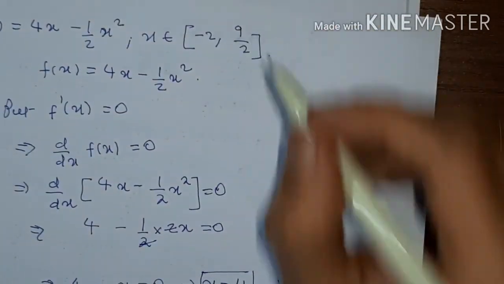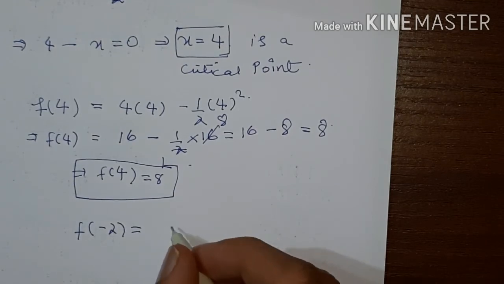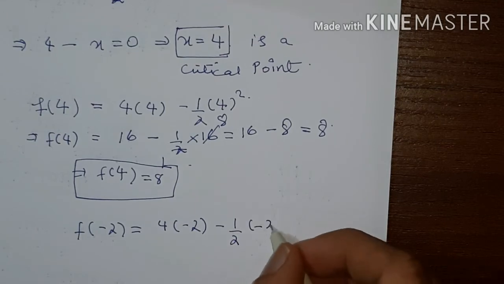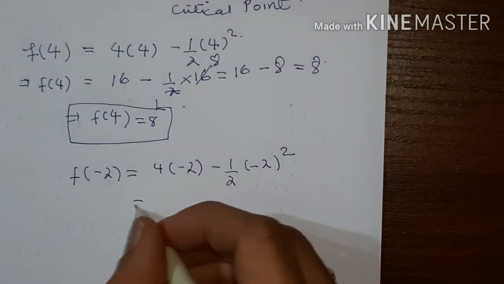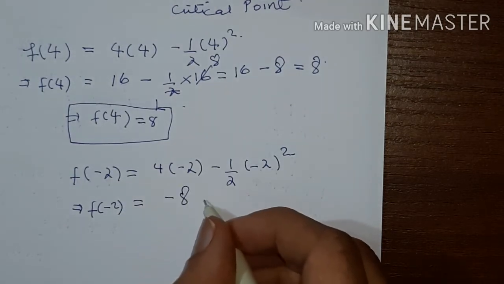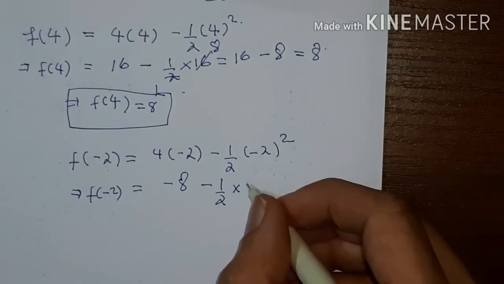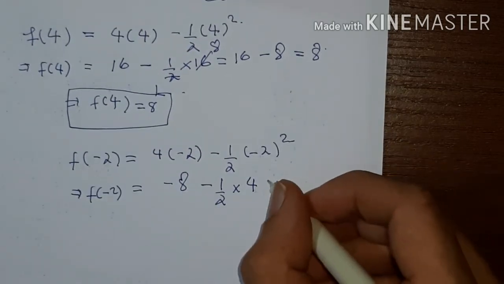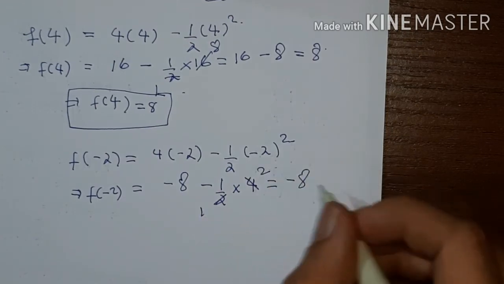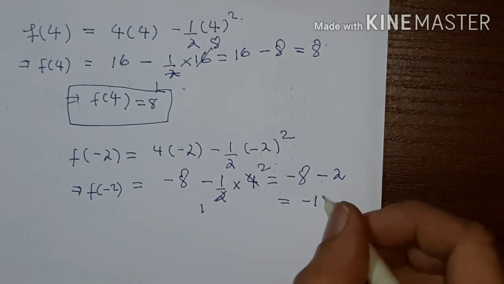Now let us look at the second value. At the first endpoint, that is minus 2. So 4 times minus 2 minus half of minus 2 square, okay? So f of minus 2 is what? Minus 8 minus half multiplied by minus 2 square, which is 4. So what you get is minus 8 minus 2, which is minus 10.